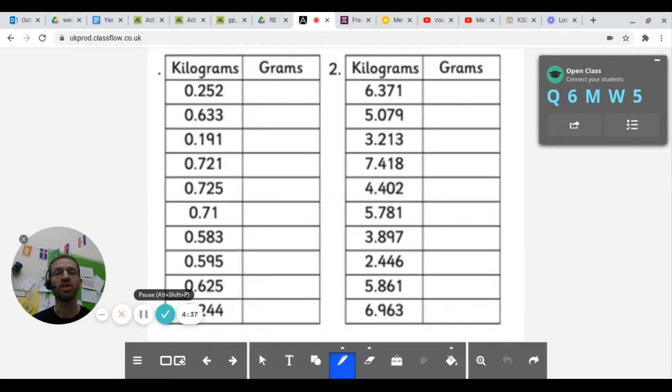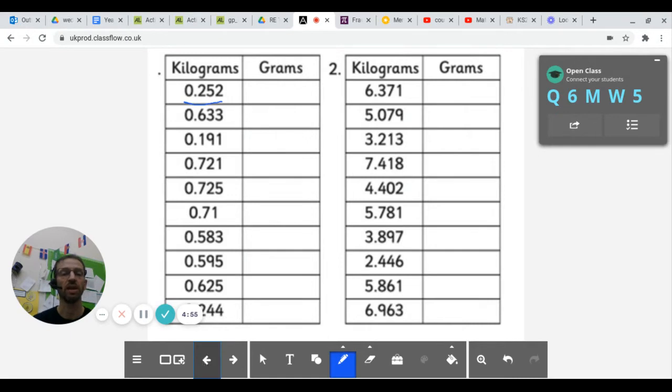Okay, so your first question says 0.252. 0.252, that's your first question up there. That's how many kilograms it is. So let's put that into the place value chart. That's not going to work. I'll have to delete that one later now.